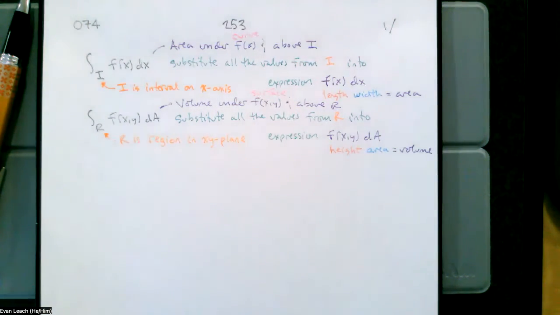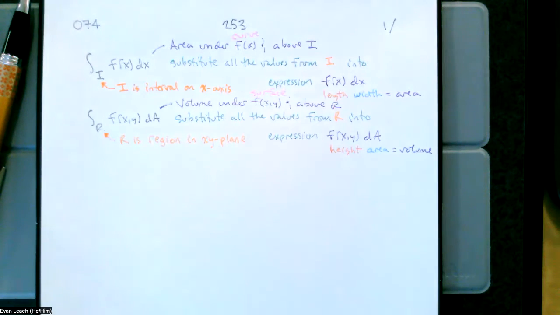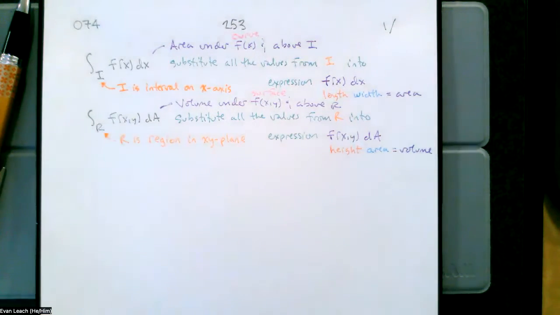So R here is just a region in the XY plane. It's all the points x y that we're going to substitute into the expression f of x y dA. It has to be telling us that, because that's what the integral symbols told us when we had a function of one variable. So this set of symbols is asking us to substitute all the values from the region into the expression f of x y times dA.